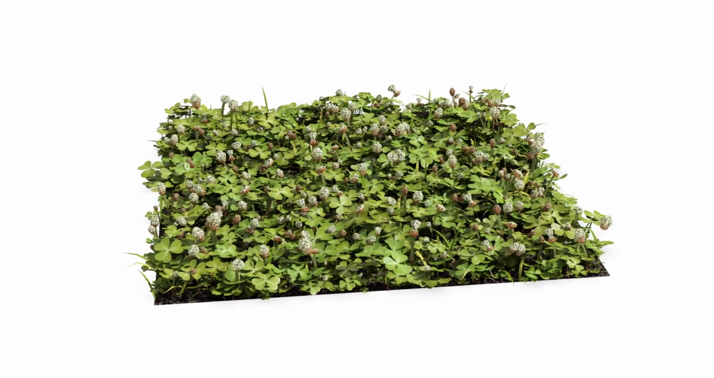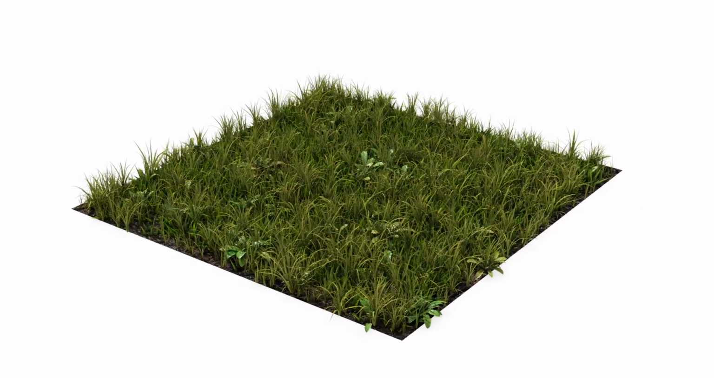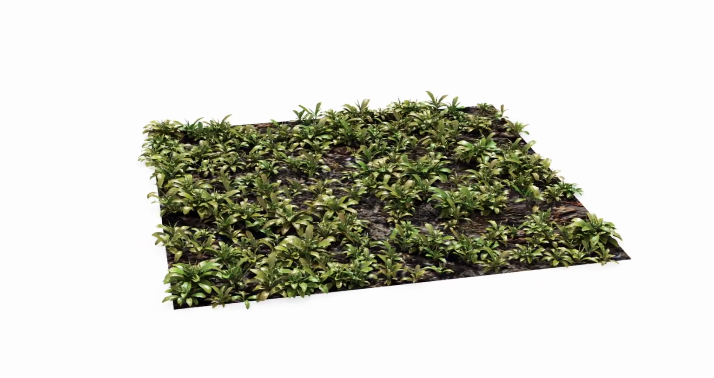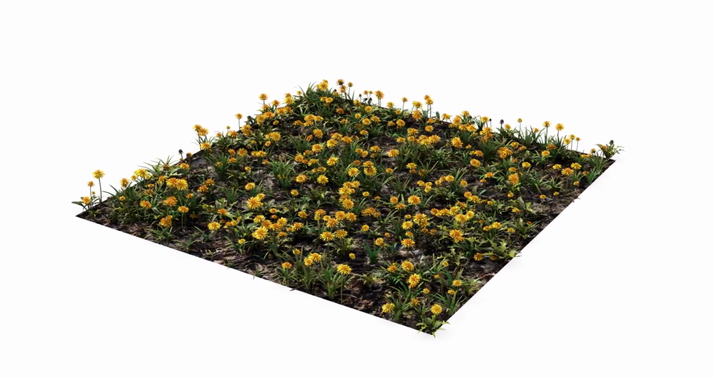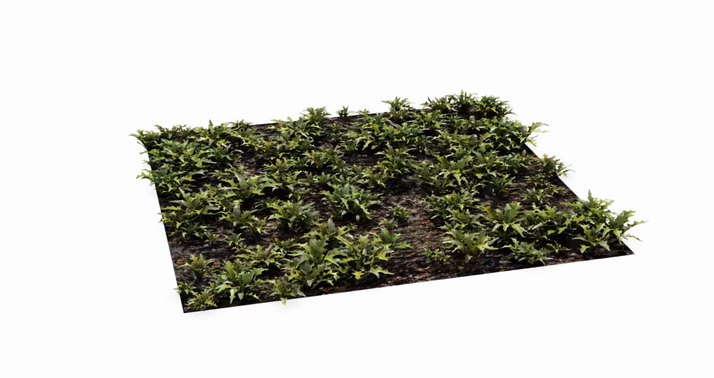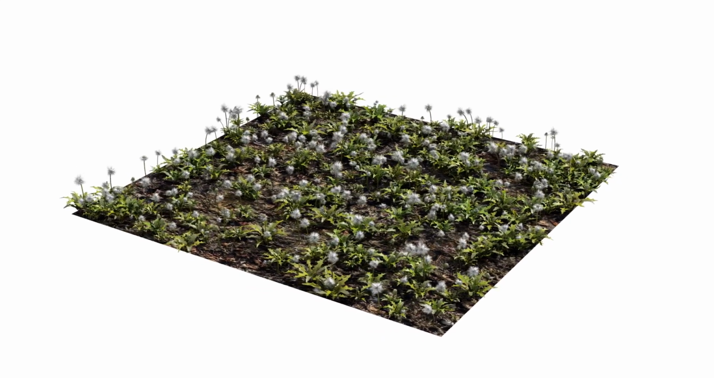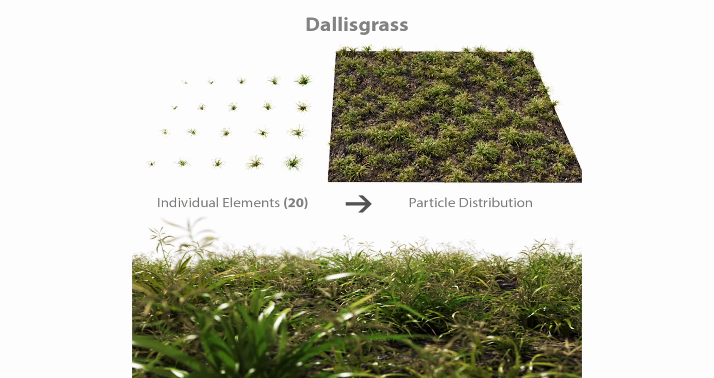There are 15 species of weeds in total, and they are some of the most beautiful assets you'll ever own. Just like the grass, they've been carefully modeled off real-world references. There are up to 40 variations in each species, and they've been conveniently pre-arranged into particle distributions for you.